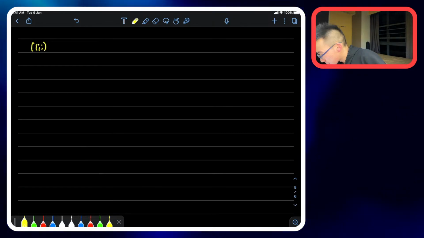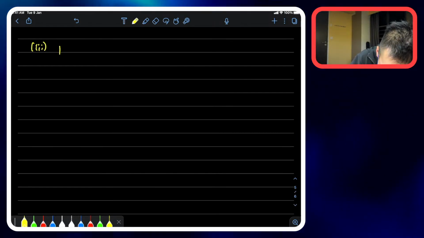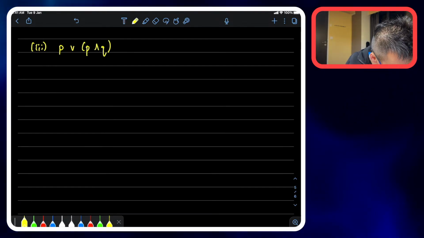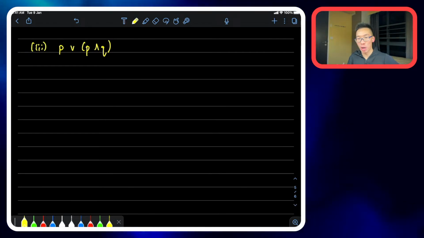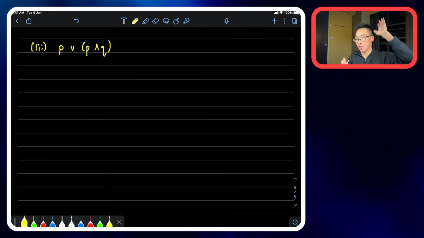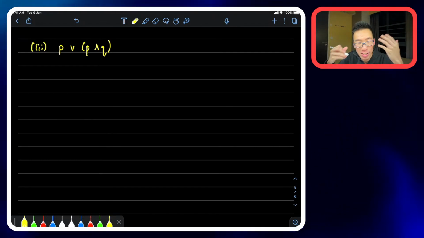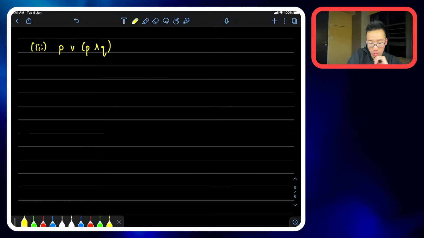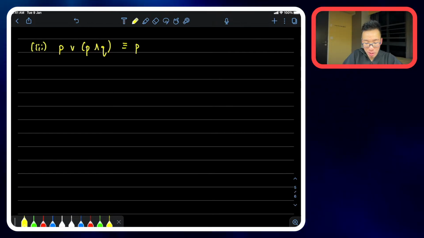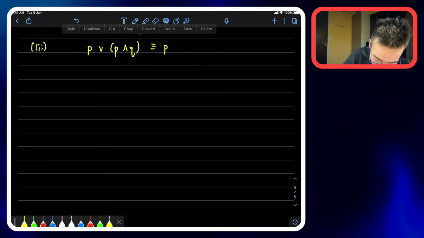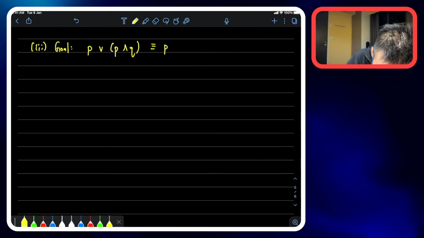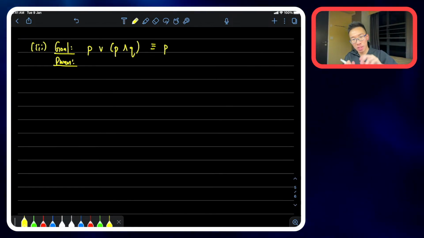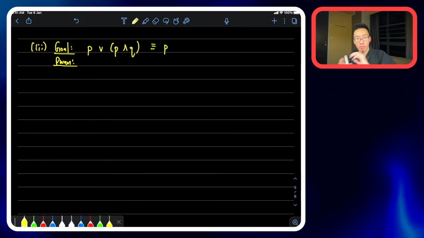For the next result, we're gonna look at this thing. I believe the name here is called absorption. I genuinely have no idea what these names are, but I do know that they are true. And the intuition here, the idea here is the fact that P and Q is more restrictive than P, right? So it should be equivalent to P. There's our goal. Let's write that down. Our goal. And we have proven that if P is more restrictive, it still works.